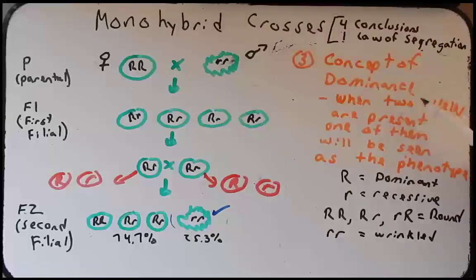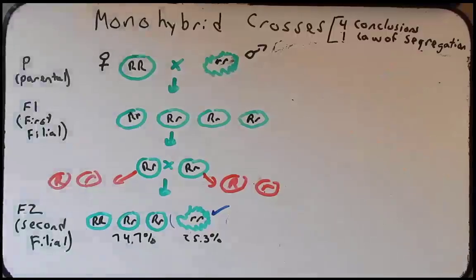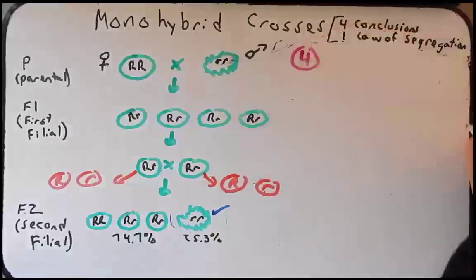So his concept of dominance simply states that of 2 alleles, one will always be dominant over the other. Later, we're going to learn that this isn't always true, but for right now, let's just consider that one is always dominant to the other. Okay, next let's talk about Mendel's fourth conclusion.